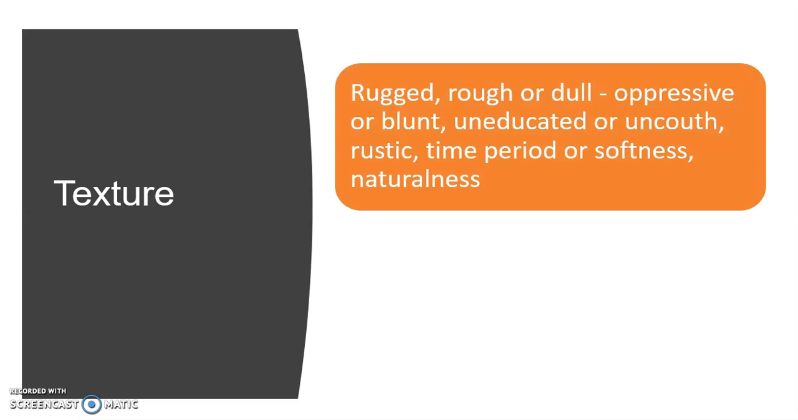We're also looking at texture. If the texture of either the set decor or the costumes are rugged, rough, dull, this often shows a character that's oppressive or blunt, uneducated, uncouth, rustic. Sometimes it will reflect the time period or the setting. Sometimes it can be used to show softness or naturalness. So if you're looking at a character and you're like, why are they wearing a skirt made of suede versus a skirt made of vinyl? That's telling us something about the character.